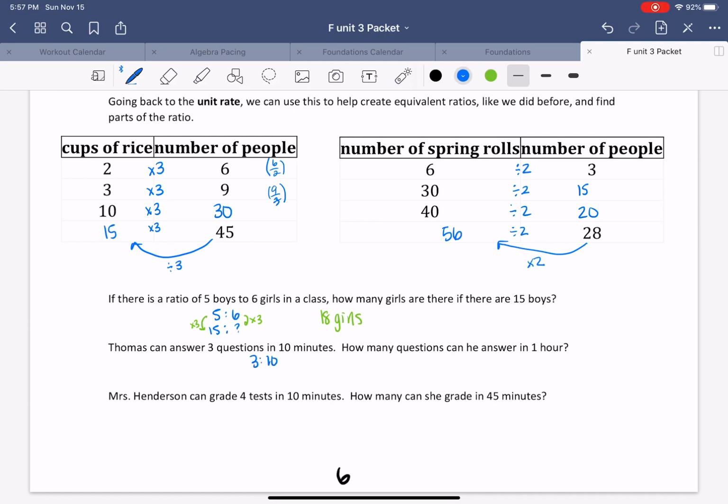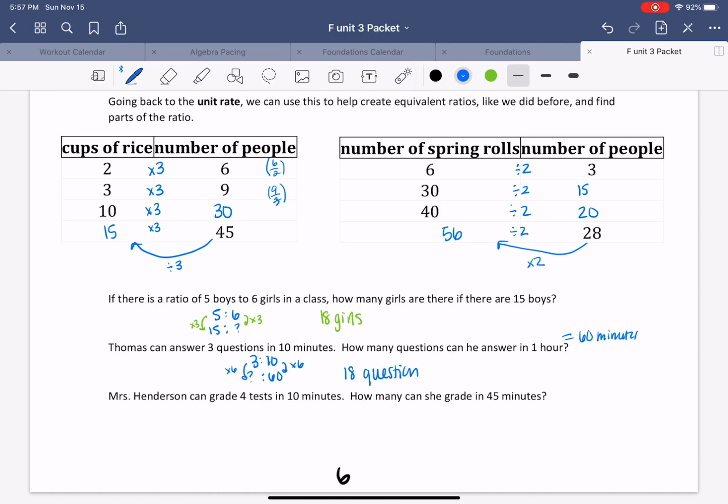Okay, Thomas can answer 3 questions in 10 minutes. How many questions can you answer in an hour? Well, an hour is 60 minutes. So we got how many questions in 60 minutes? 10 times 6 is 60. So I multiply 3 times 6 and I get 18 questions.